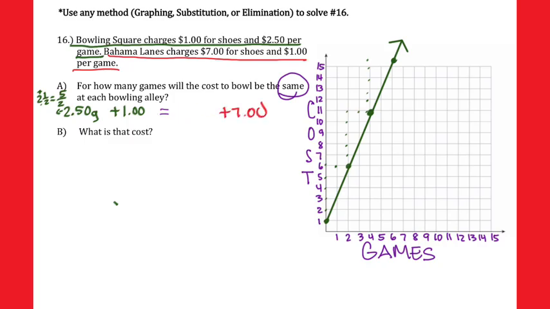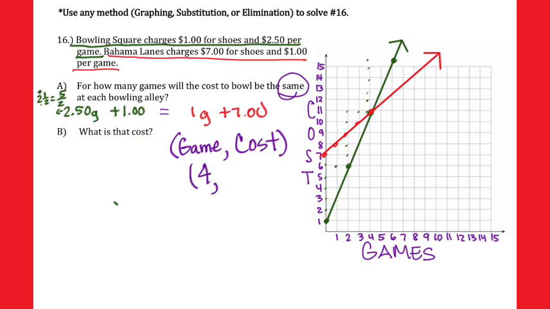Bahama starts at 7, and it just has a slope of 1. And I can see that they will collide. The x value is games, the y value is cost. So where they collide at 4 games, the cost is $11, right?